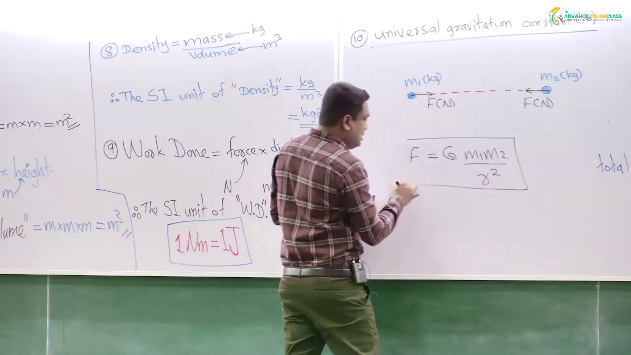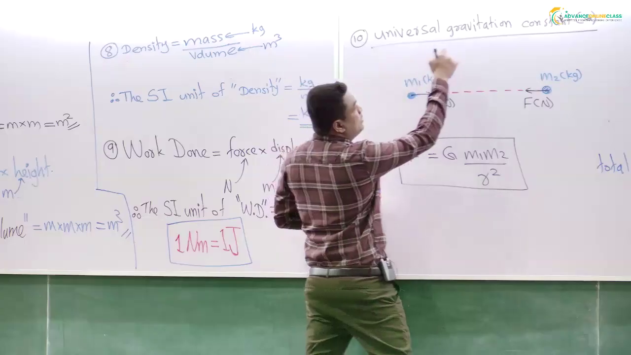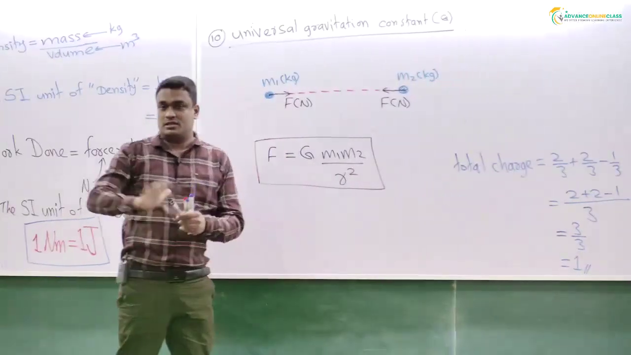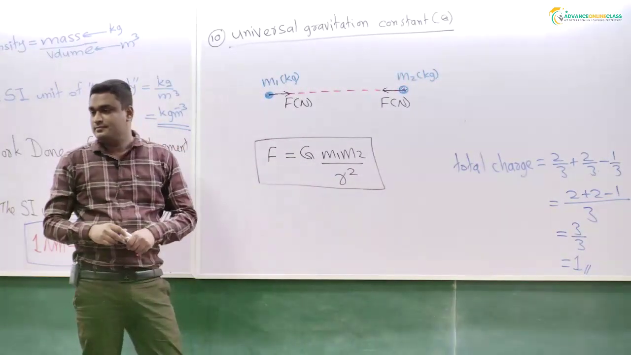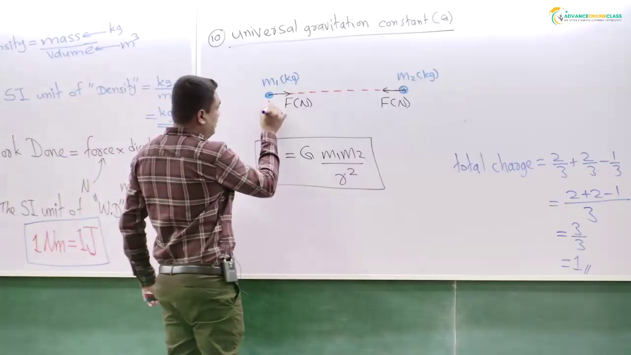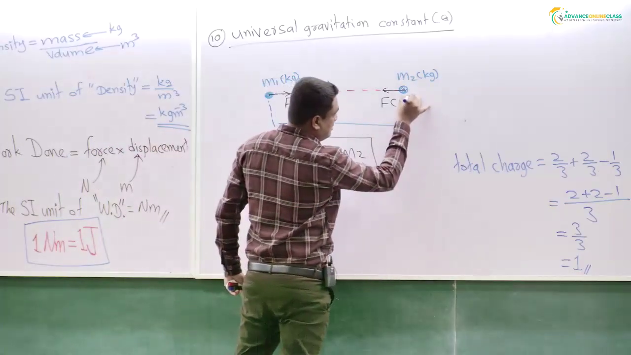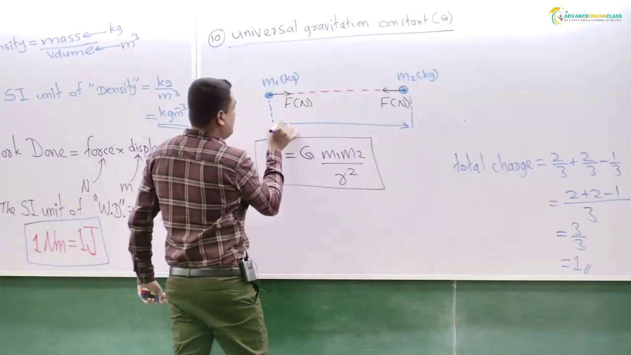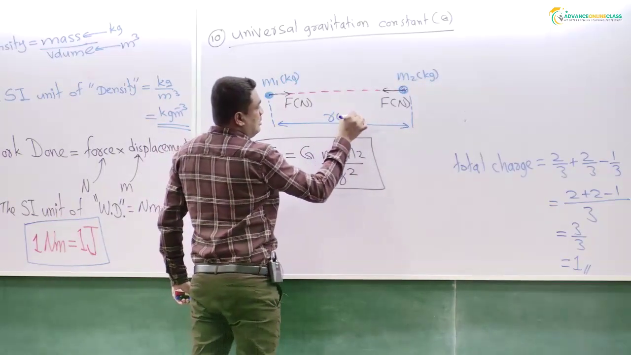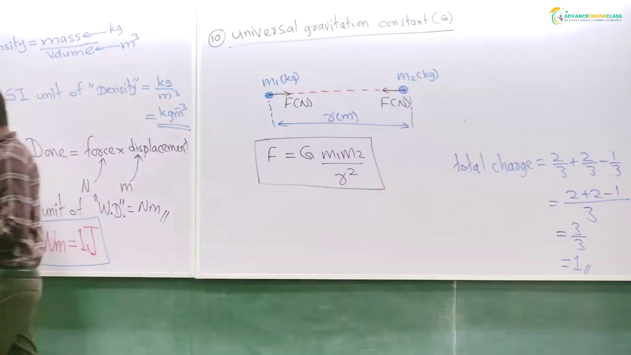This capital G is known as the universal gravitation constant. Wait, then what is R? R is the distance between the masses. Draw the figure, write the equation.